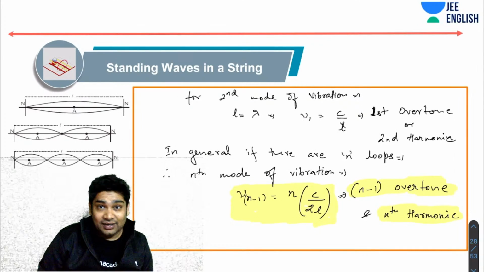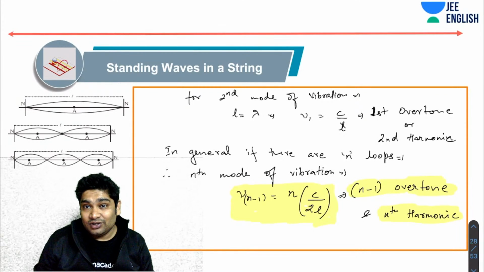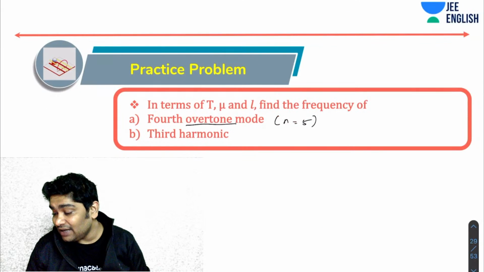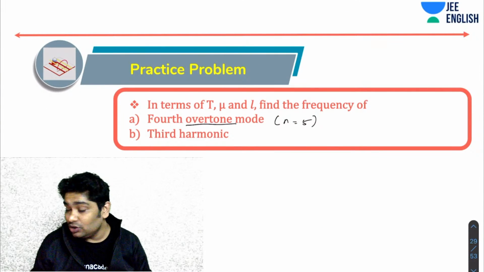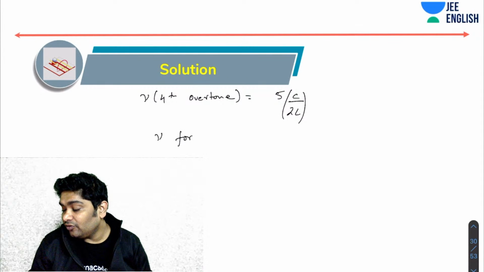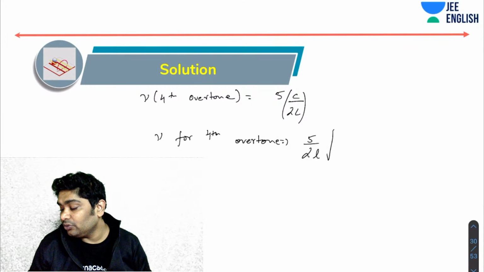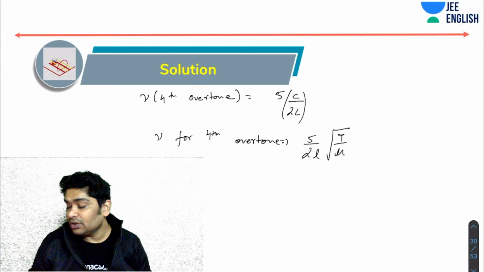So if n minus 1 is 4, n is 5, right? So the frequency should be 5 times C by 2L. And C I already know is root T by mu. So can I say the frequency for the fourth overtone would be equal to 5 by 2L into root T over mu. This will be your answer.